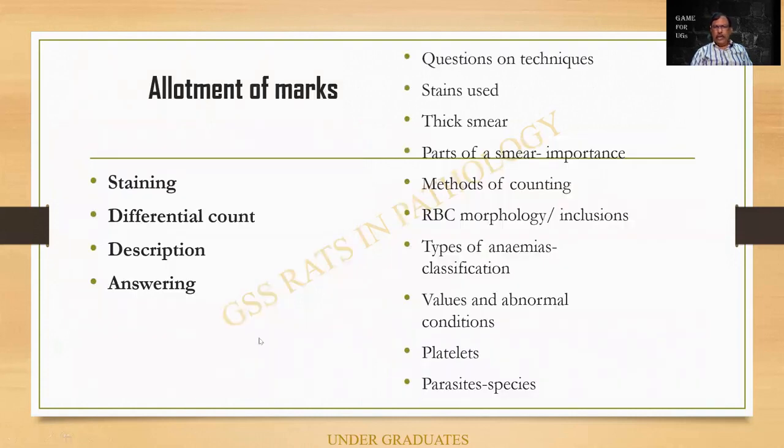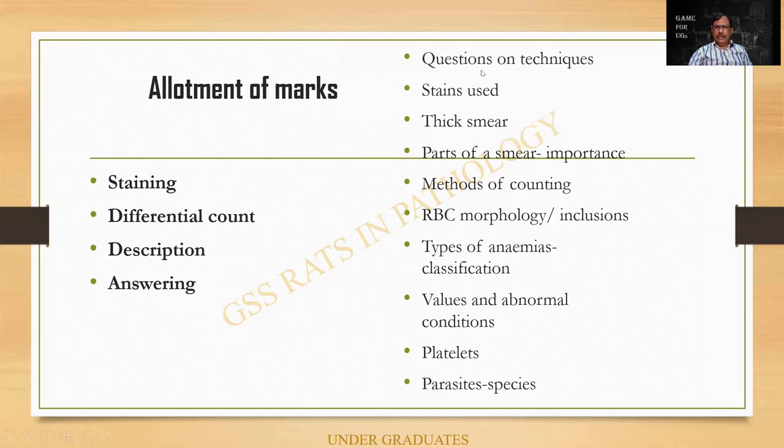And coming to the allotment of marks. The marks will be allotted for staining, for doing the differential count, for making a description of the entire smear. That includes RBC, WBC, platelets, etc. And answering the question that the examiner asks. If I go for an exam, I give 2 marks for the entire exercise and 8 marks for answering.